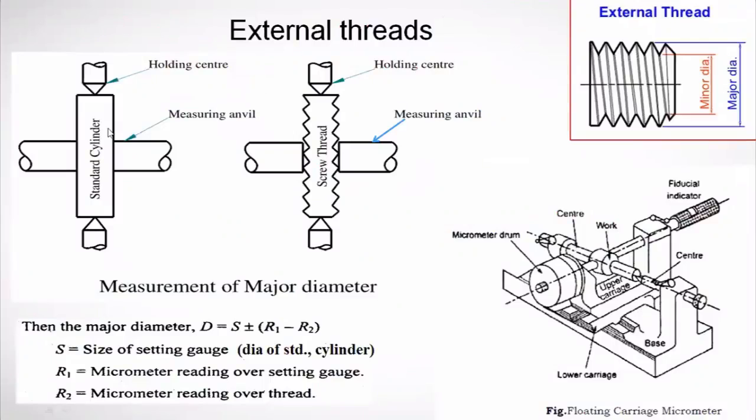See, first the standard cylinder will be kept, as you are seeing on the screen. Then the R1 reading will be taken. Then the standard cylinder will be removed. Then they will place the screw thread, the actual workpiece. Then the major diameter will be measured. Major diameter for an external thread means crest to crest. You can see here again the same image, from crest to crest, major diameter. Again R2 will be taken. Using this formula, you can calculate the major diameter of the external screw thread.